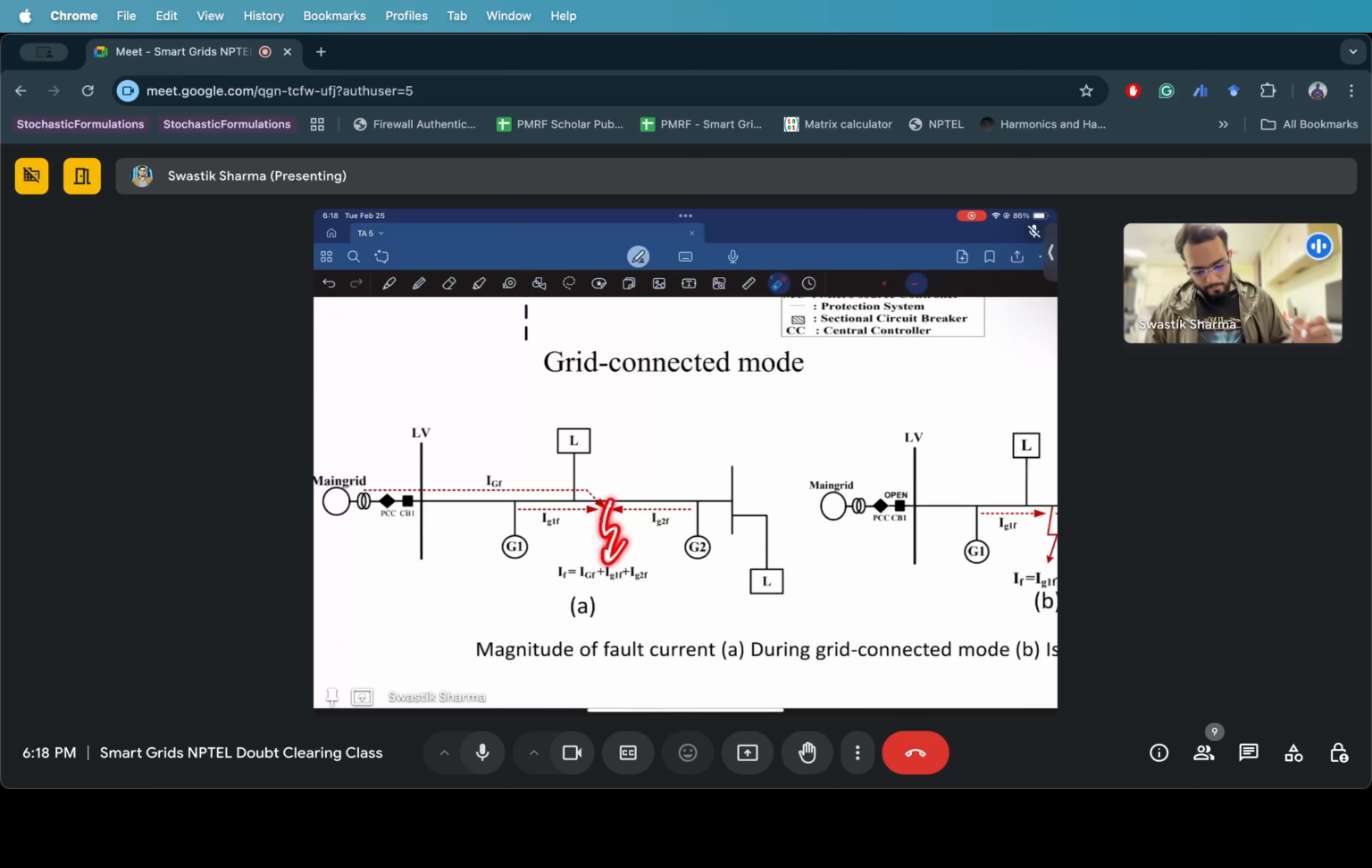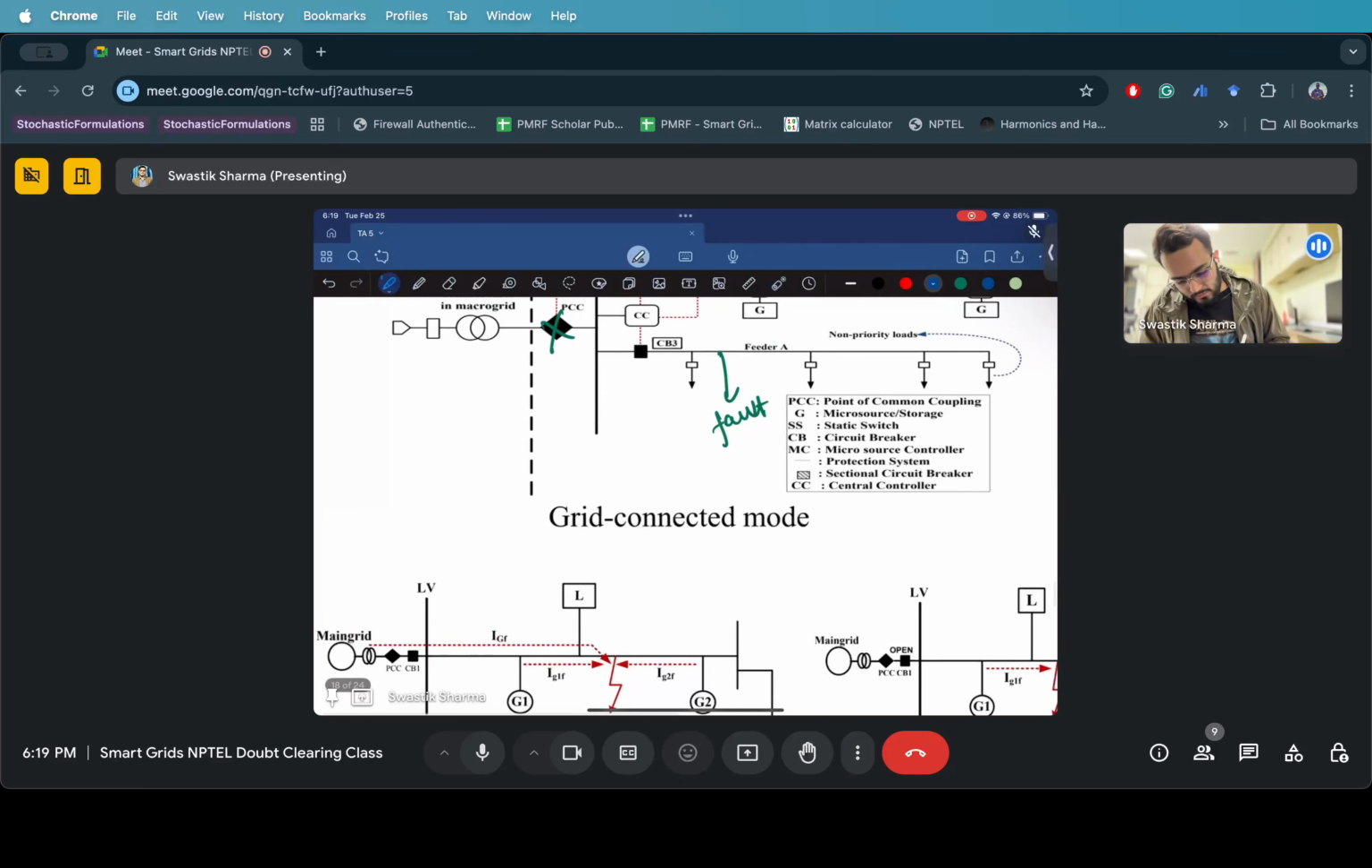When a fault occurs, there is minimum impedance that the generating device sees. Let me tell you how that happens. We know V equals IZ, right? At the fault location, the voltage collapses. If voltage collapses, this impedance becomes very small.